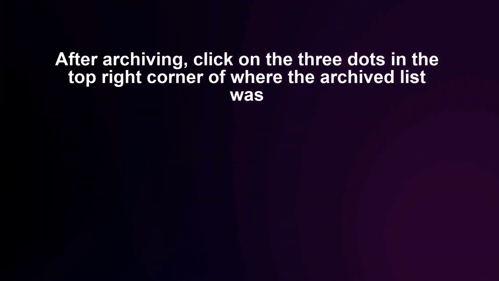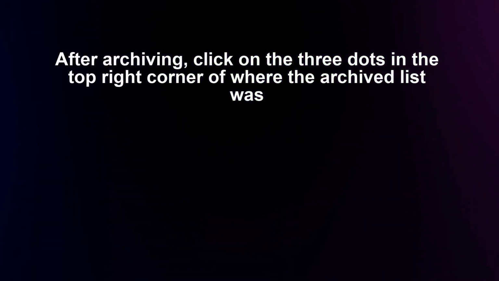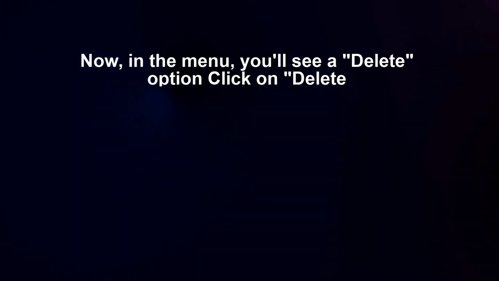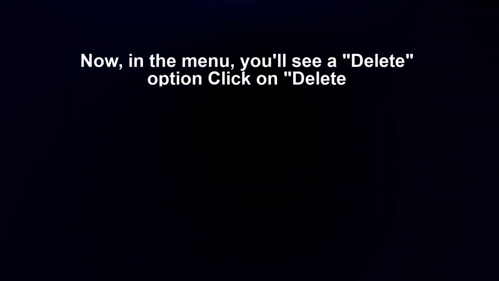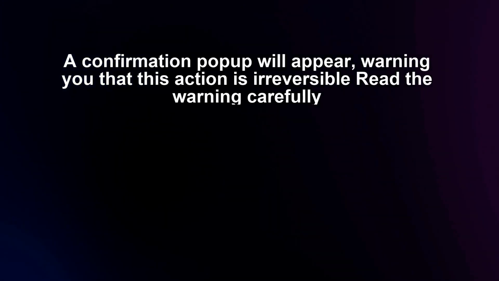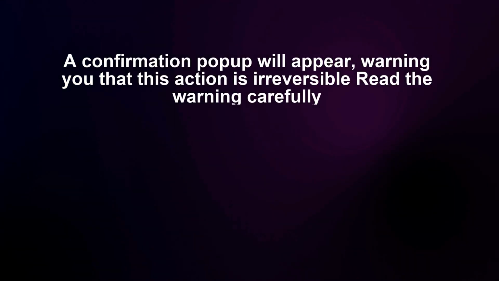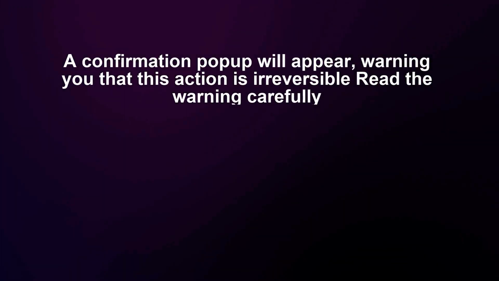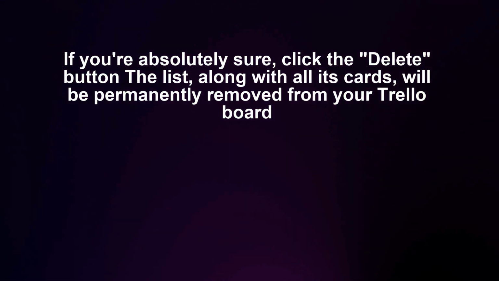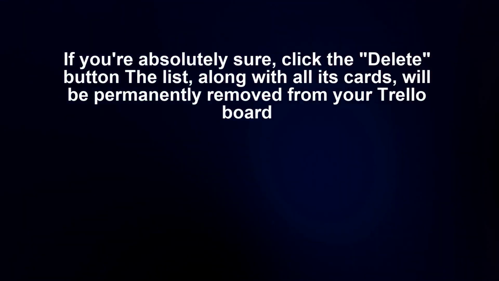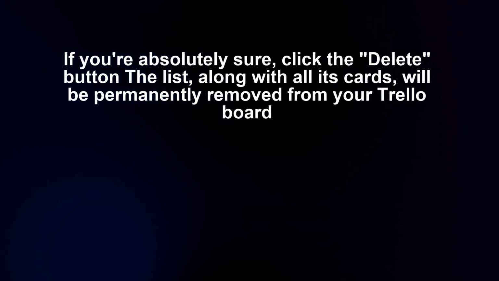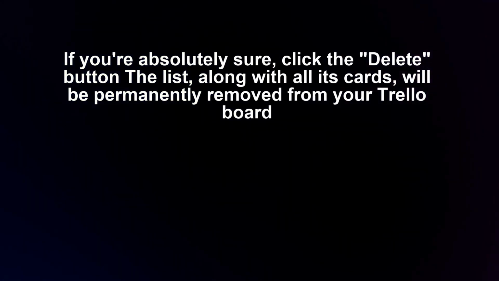After archiving, click on the three dots in the top right corner of where the archived list was. Now, in the menu, you'll see a Delete option. Click on Delete. A confirmation pop-up will appear, warning you that this action is irreversible. Read the warning carefully. If you're absolutely sure, click the Delete button. The list, along with all its cards, will be permanently removed from your Trello board.